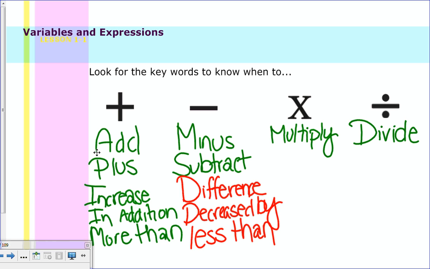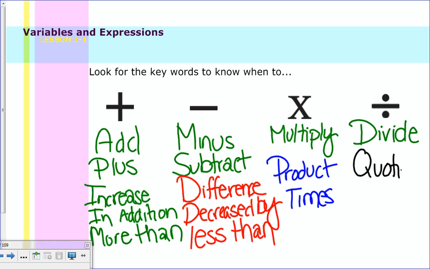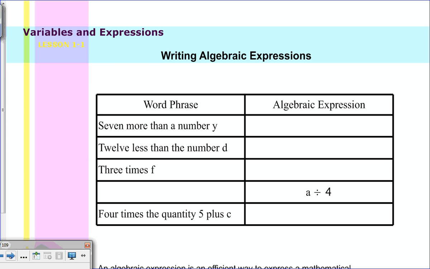Then we have multiply, which I think I'm going to write in blue. You can say multiply. You can say the product. Let's see. I bet there's even another one. You can say times. And then really for divide, there's only two you normally see. Divide or quotient. Those are really the main ones you see. And again, you might have more than I wrote here, but these are some of the general ones that you normally see. So now we're going to use this in our next part of the lesson.